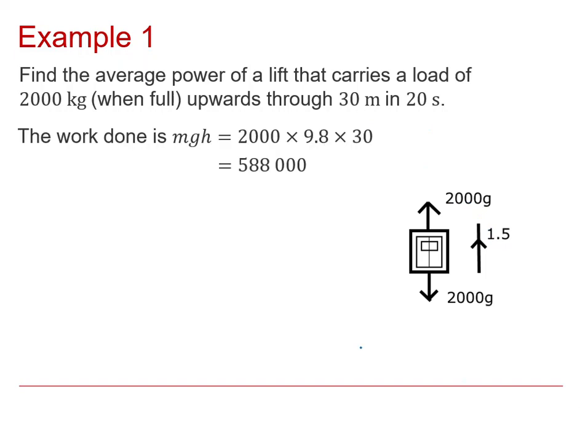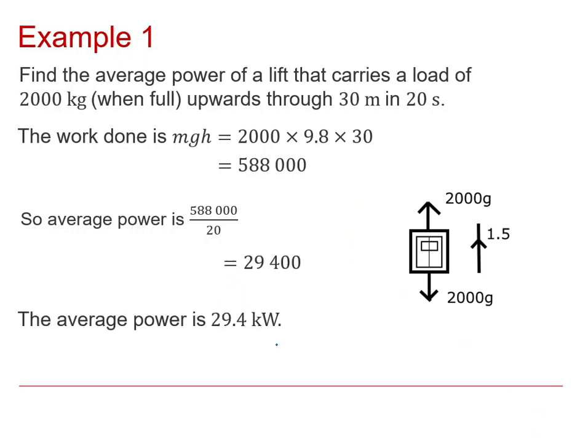So how can we calculate the work done? Well, we need to say that it's the weight times the height, since the upward pulling force and the weight are the same. So the rate at which the work is done will be the rate at which potential energy is created. So that's 2000 times 9.8 times 30, that's force times distance moved. And that gives us that answer, a big number already. So if we want the average power, we need to divide that by 20, and that will give us the answer of 29,400 joules per second. So we express that in context as 29.4 kilowatts.